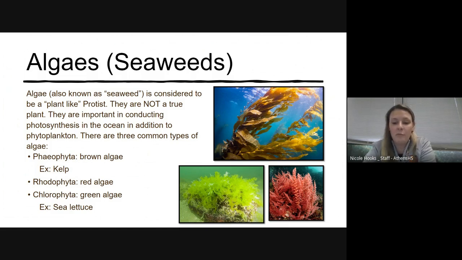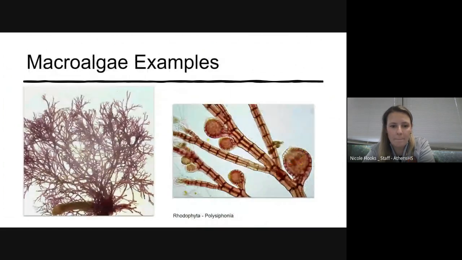Sometimes it can look green, but it is a brown algae. An example of red algae is shown there. We'll see some in class, actually. And then Chlorophyta, sea lettuce is a very common one. Its main genus is called Ulva, and there's a lot of different types of Ulva. Okay, so here is another example of macroalgae. This is a red Rhodophyta, Polysiphonia.